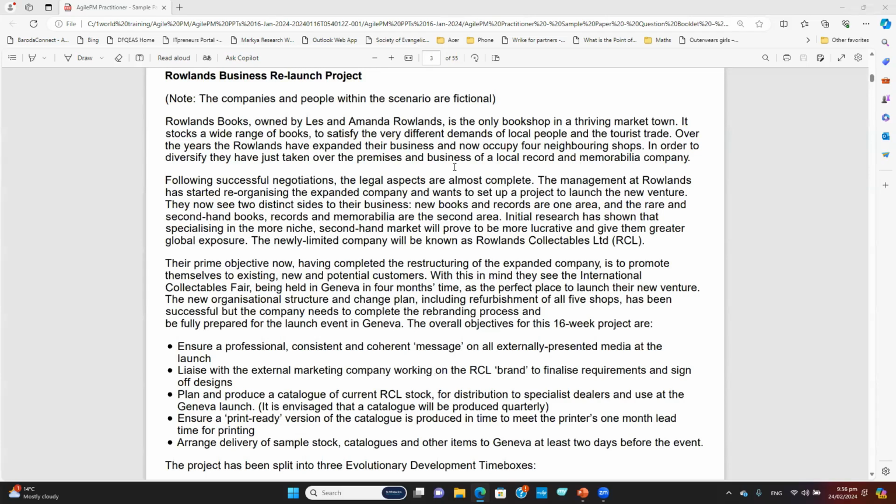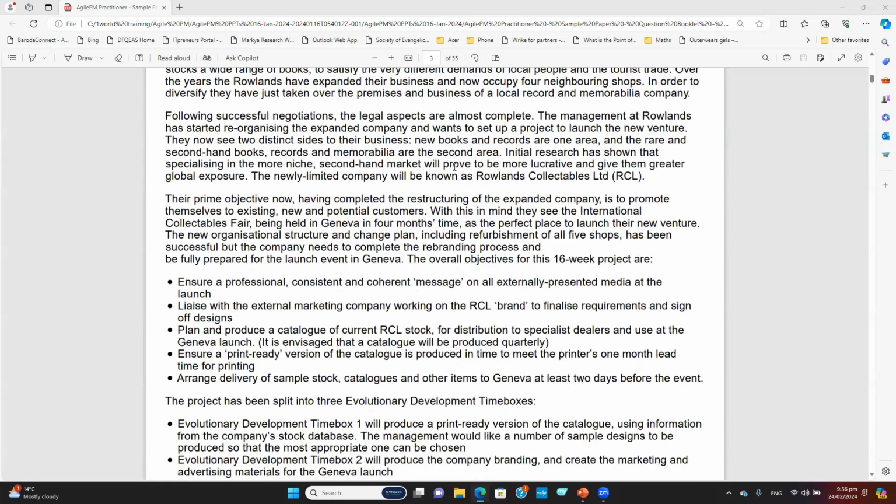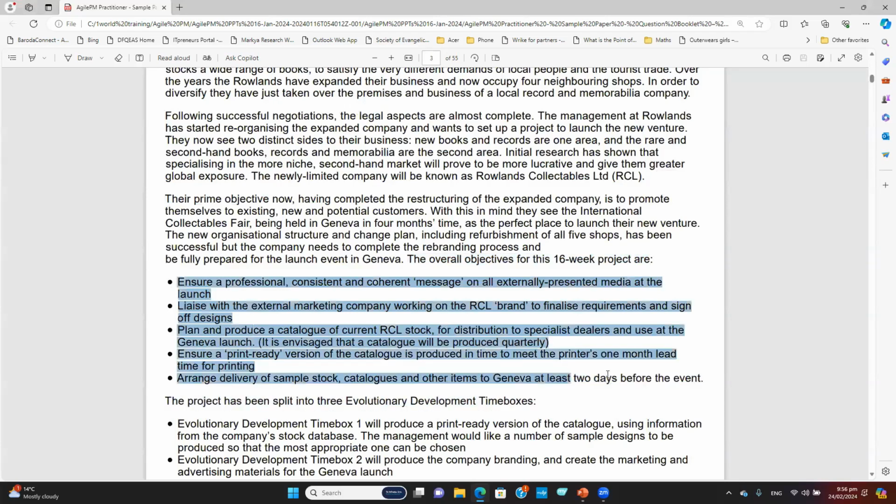So it's good to make some quick notes of the context of the company, their business, the nature of work, and what their primary objective is. Good to make note of some of the objectives. So they would give you the overall objectives of the project. So please take note of the overall objectives.